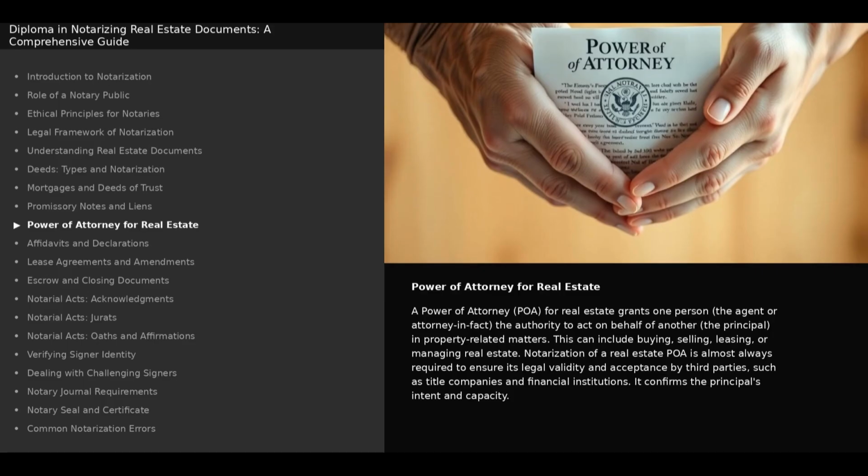Power of attorney for real estate. A power of attorney for real estate grants one person, the agent or attorney in fact, the authority to act on behalf of another, the principal, in property-related matters. This can include buying, selling, leasing, or managing real estate. Notarization of a real estate POA is almost always required to ensure its legal validity and acceptance by third parties, such as title companies and financial institutions. It confirms the principal's intent and capacity.